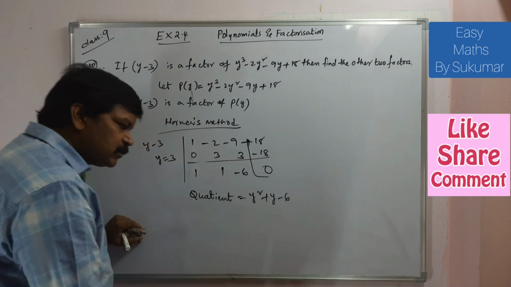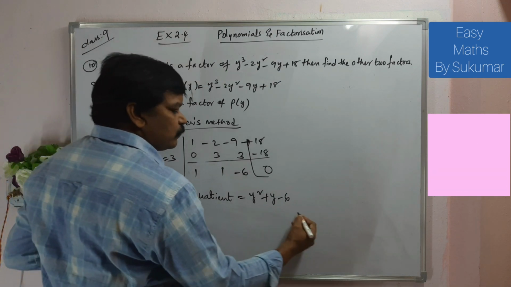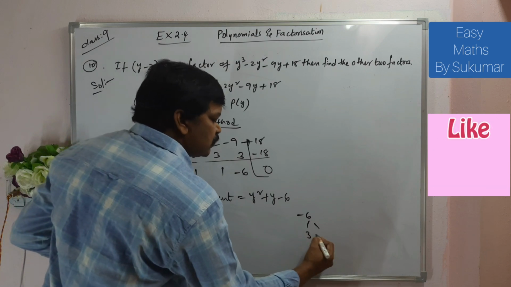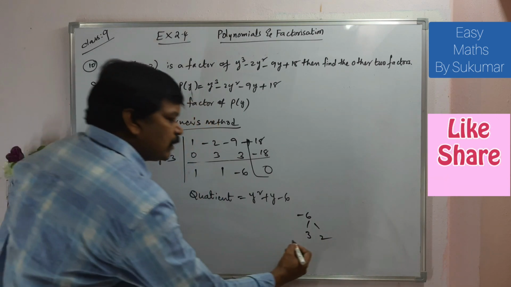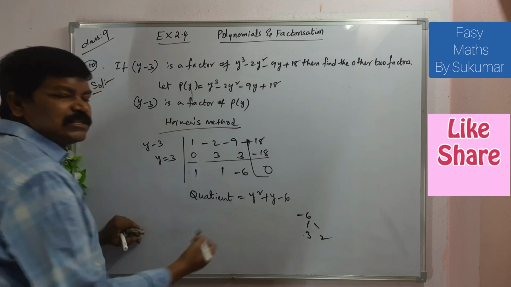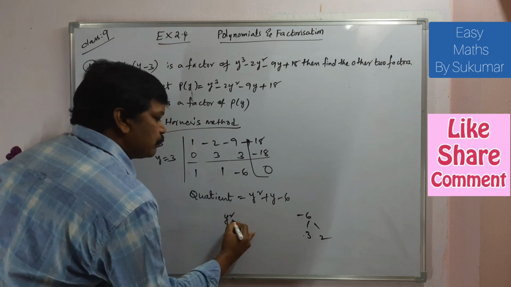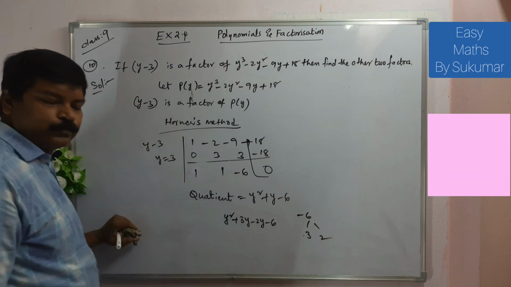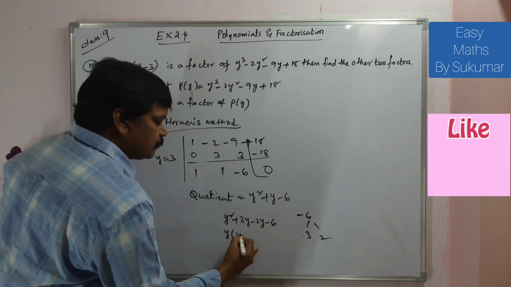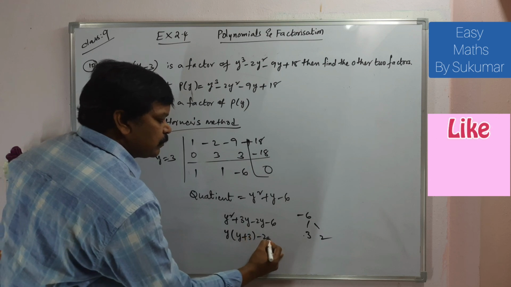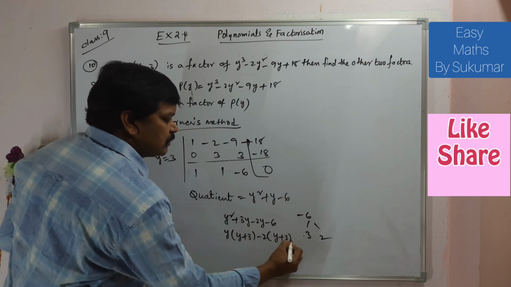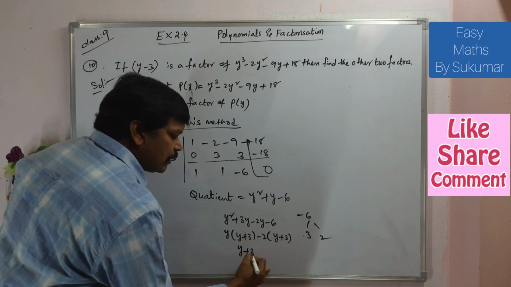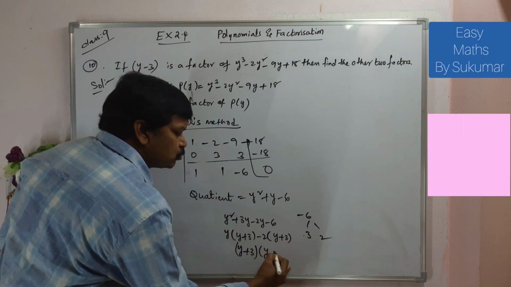Now let us find the factors for this. How do you find the factors? By splitting the middle term. So 3 twos are 6, but plus 3 minus 2 is plus y. So that means y square plus 3y minus 2y minus 6. So take y as common: that means y plus 3. Take minus 2 as common: y plus 3. Here, same. Right. So y plus 3 times y minus 2.